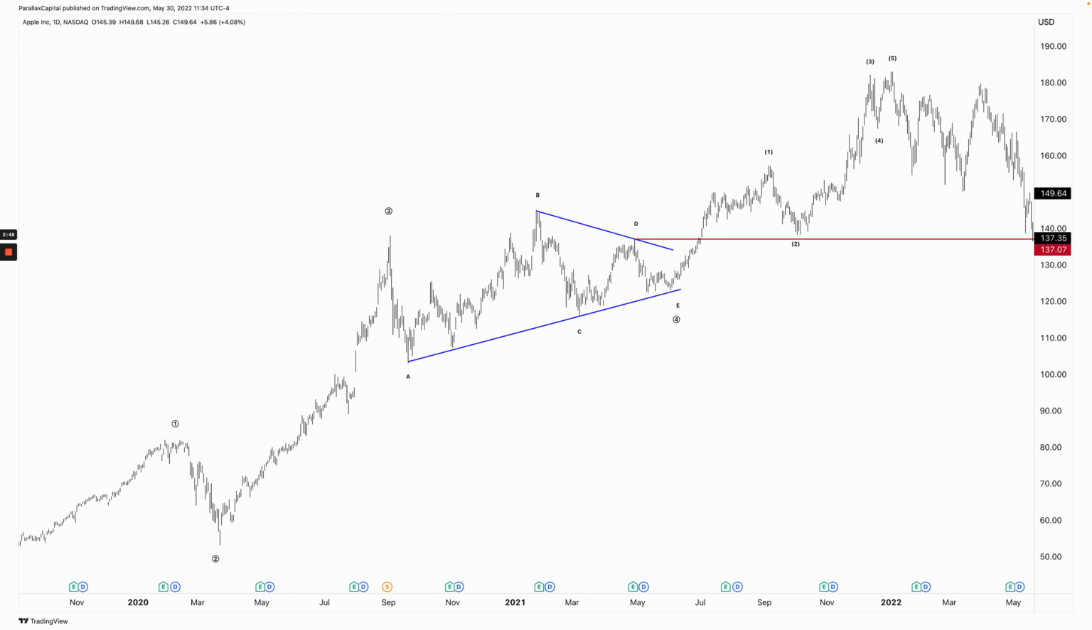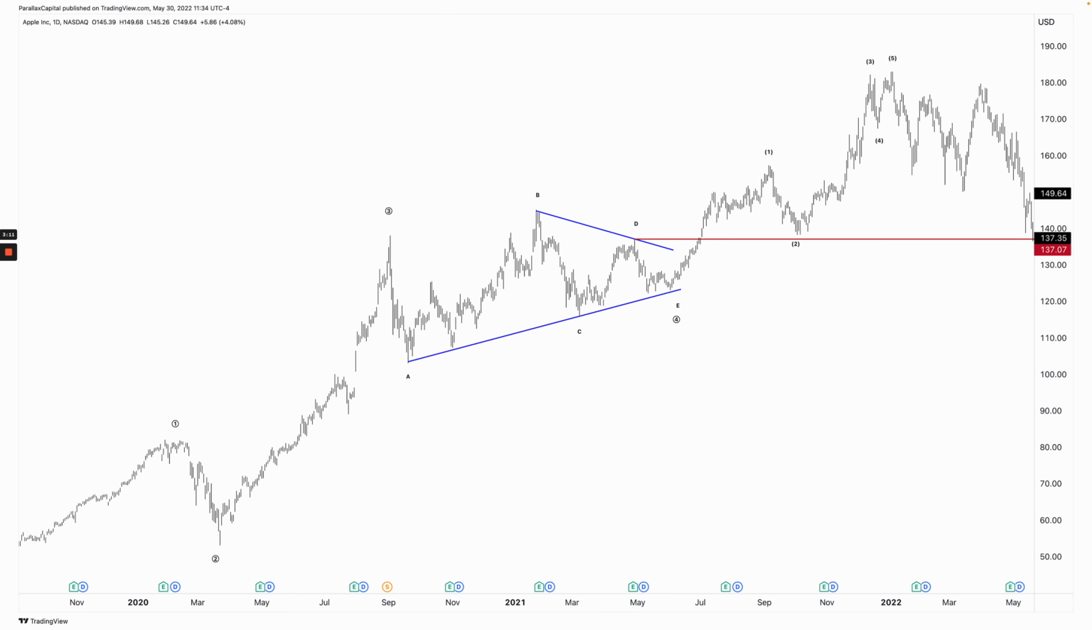Here we have a triangle in Apple, and I'm going to be looking at some cryptocurrencies and some stock charts. It doesn't matter what the market is; the patterns are always going to be the same. You can see here in Apple, the wave D break came in at 137.07, and then we had a stop loss just below the wave E extreme.